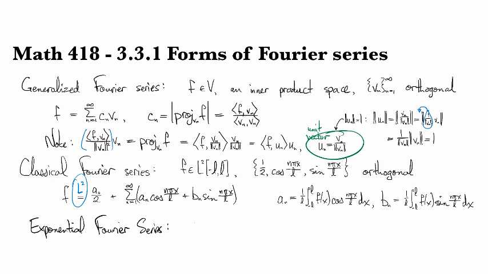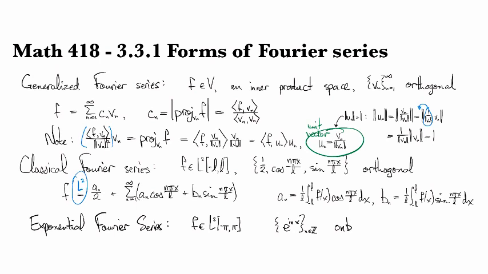And so this is going to be for F in L2 of minus pi to pi. And we will use as our orthogonal system e to the I n x, where n is allowed to be any integer, positive or negative. And these things form an orthonormal basis for this space. So if you look at e to the I, well actually here, let's just leave the n's out of it. E to the I theta, by Euler's formula, is cosine theta plus I sine theta.